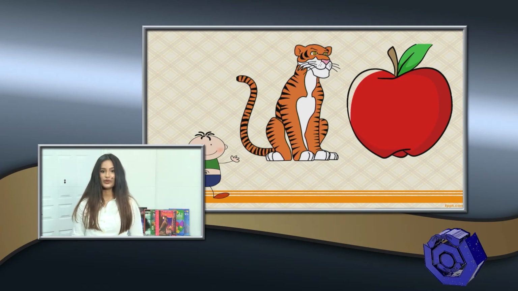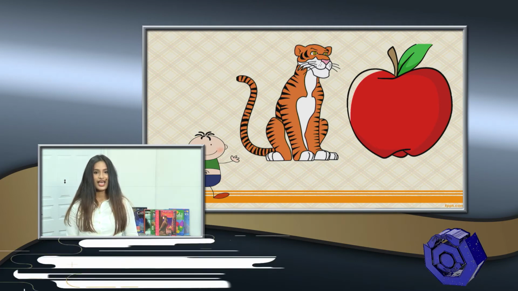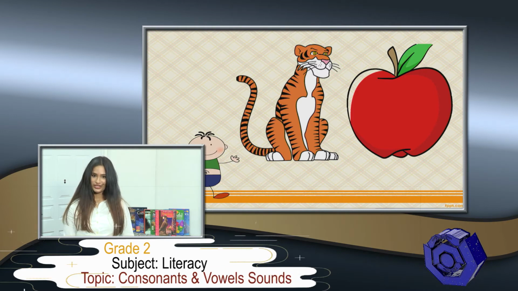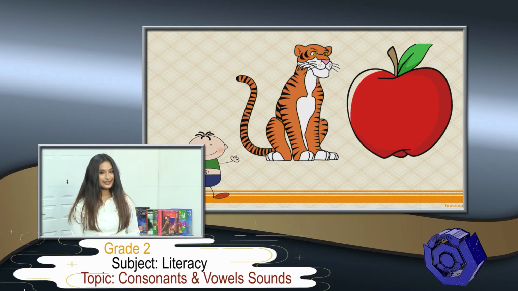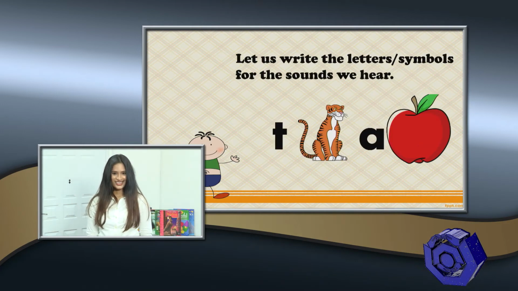Now we are going to blend these two sounds and you are going to tell me what you hear. Okay, let's go. We're going to say t, ah. T, ah, t, ah. Let us now write the letters or the symbols for the sounds we hear. The first sound we hear is t. Which letter says t? Do you know?